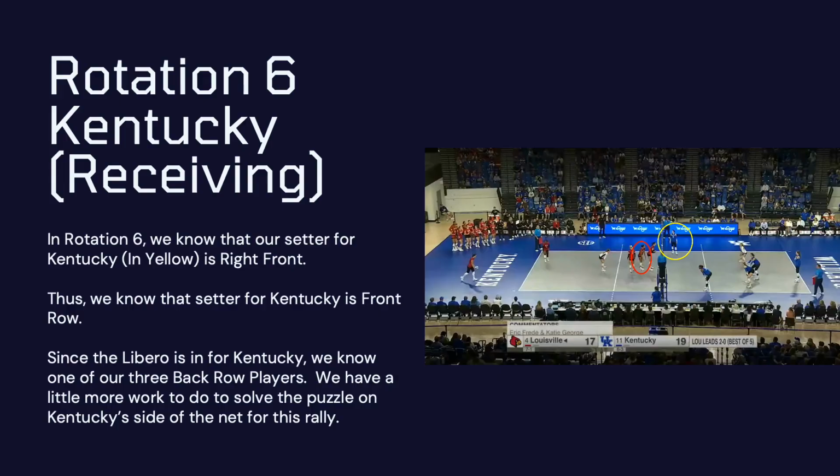Again, similar to rotations 4 and 5, rotation 6 sees us with a front row setter. In this case, our setter for Kentucky, circled in yellow, is our right front. Since our libero is in for Kentucky, we know we at least have one of our three back row players. And without including opposites and alignments as of yet, we have a little bit more work to do to solve the puzzle of our remaining back row players for Kentucky.